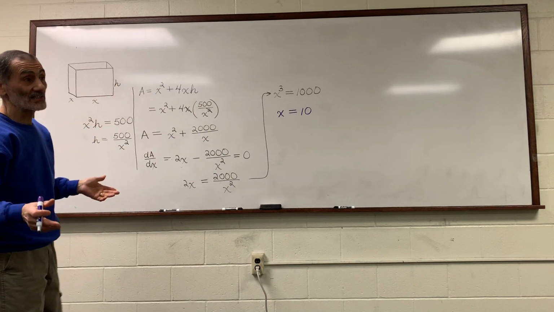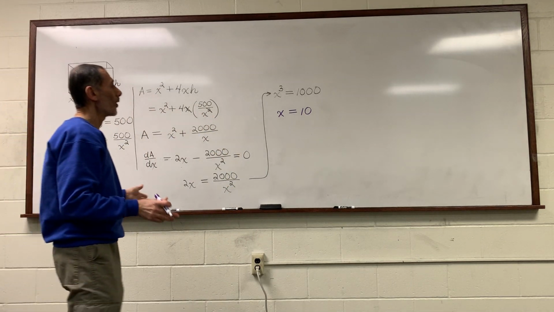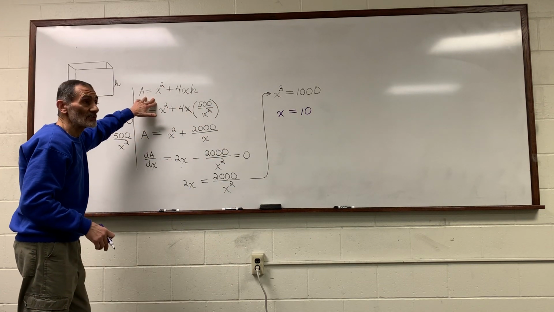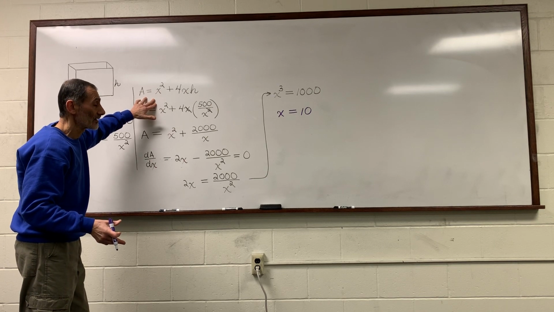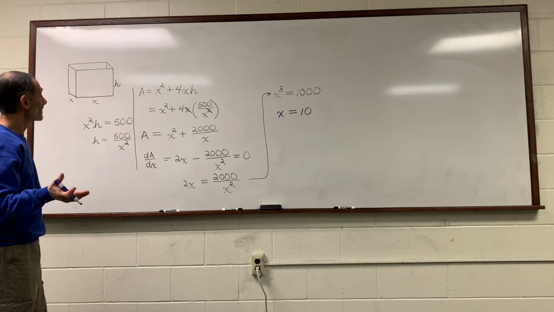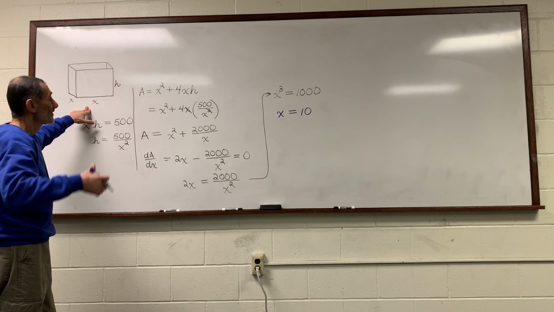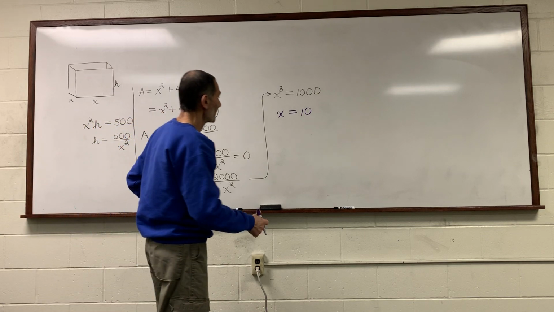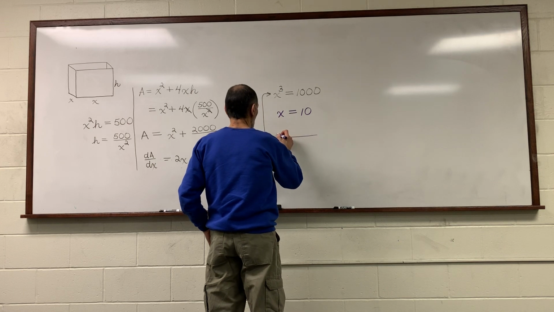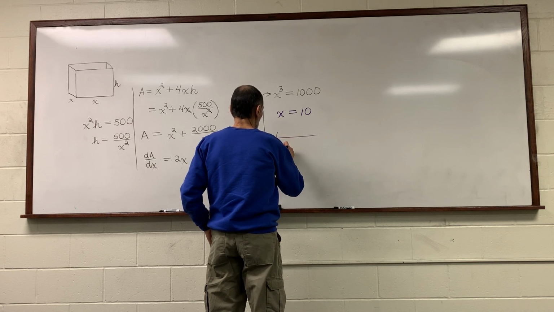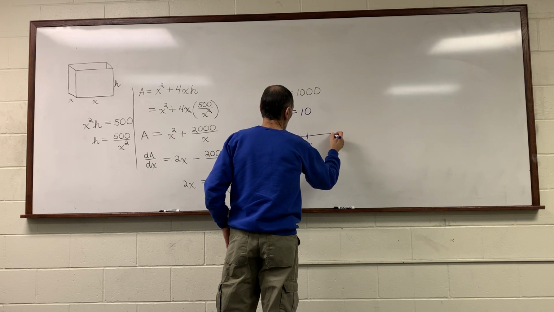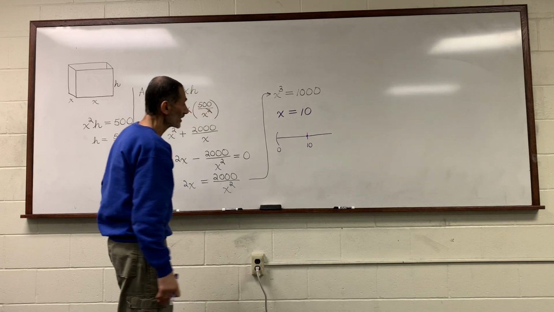Now the question you might ask at this point is, how do I know that that 10 yields a minimum surface area as opposed to a maximum surface area? Well, we can test that very easily. The smallest possible value for x is 0. There is no given largest possible value, but if we just look at the derivative from 0, and our only critical number is 10. If we test the intervals here, take a look at what happens.